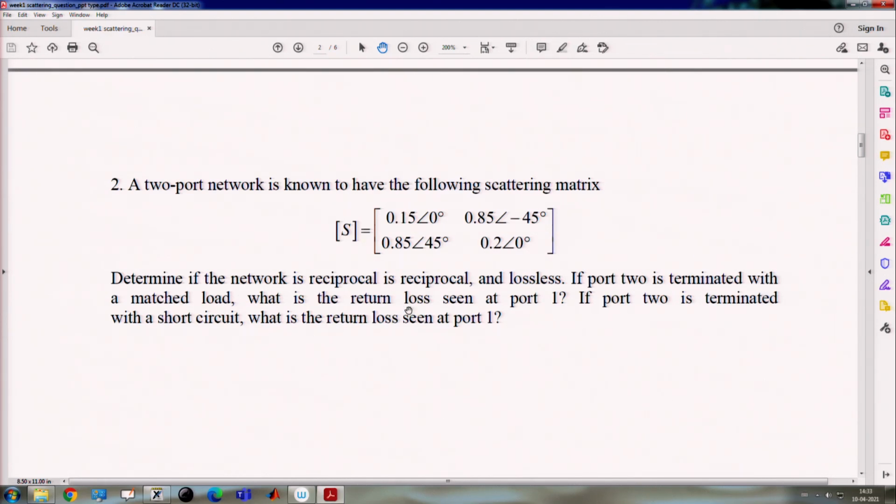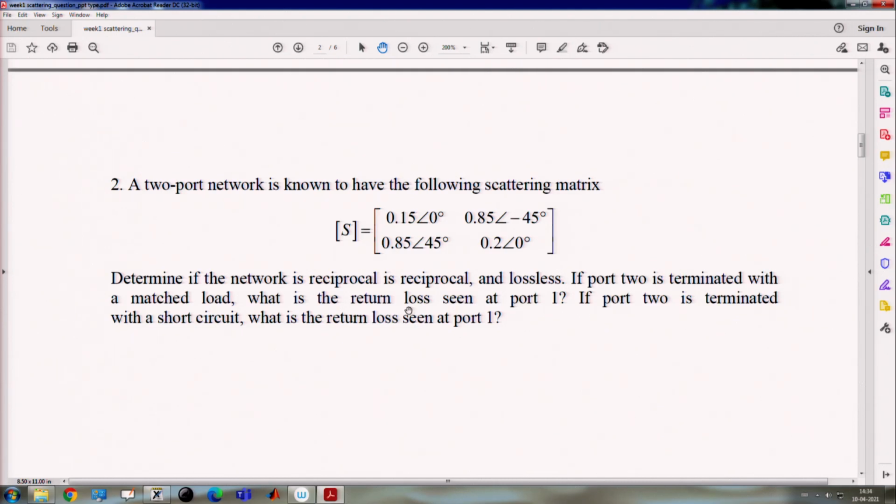So, here is the second problem. A two-port network is known to have the following scattering matrix. These are the known scattering parameters that were measured in the lab from the VNA. Determine if the network is reciprocal and lossless. If port 2 is terminated with a matched load, what is the return loss seen at port 1? If the two port is terminated with a short circuit, what is the return loss seen at port 1?